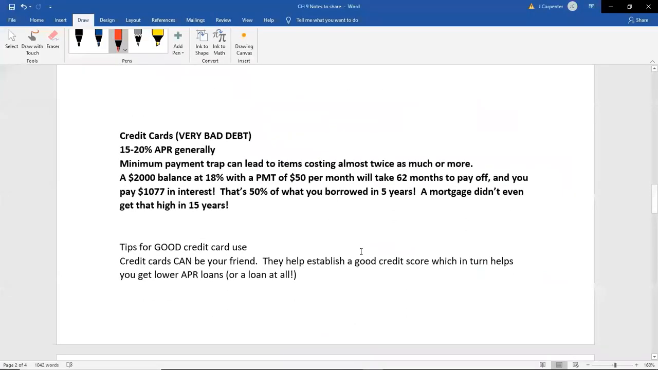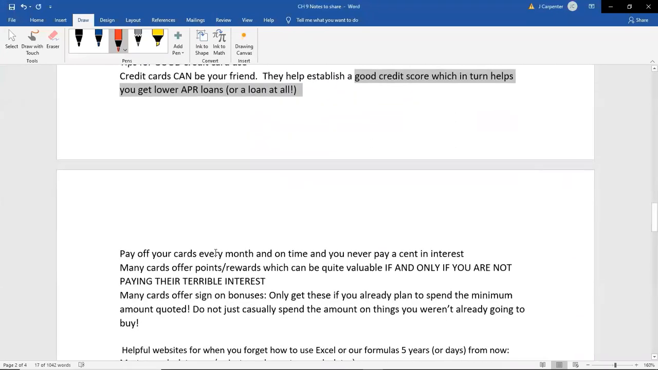All right, so tips for good credit card use. To establish a good credit score, which helps you get lower APR loans or a loan at all. Pay off your cards every month and on time, and you'll never pay a cent in interest. Many cards offer points and rewards, which I was just talking about, which are only valuable if you are not paying their terrible interest. Many cards offer sign-on bonuses.